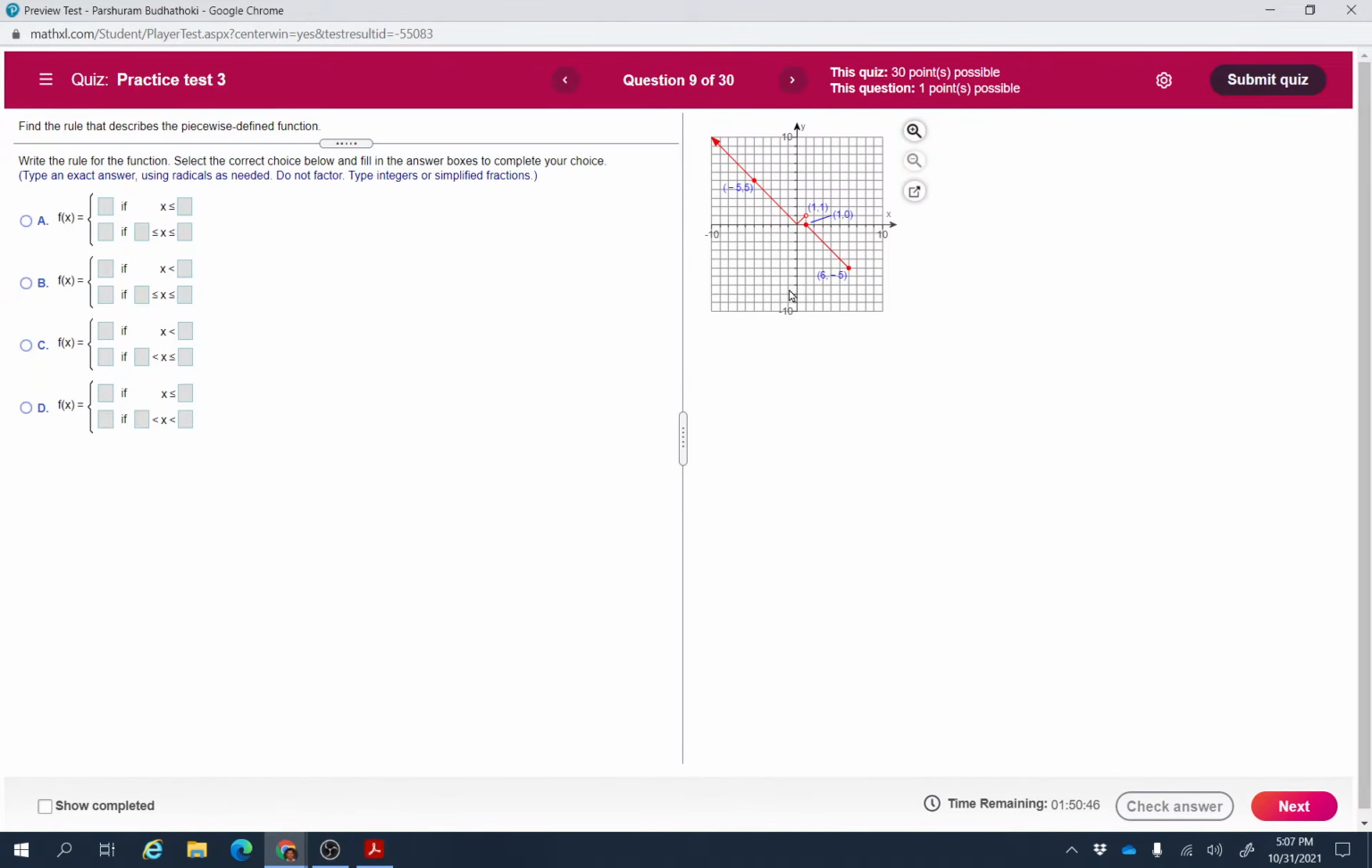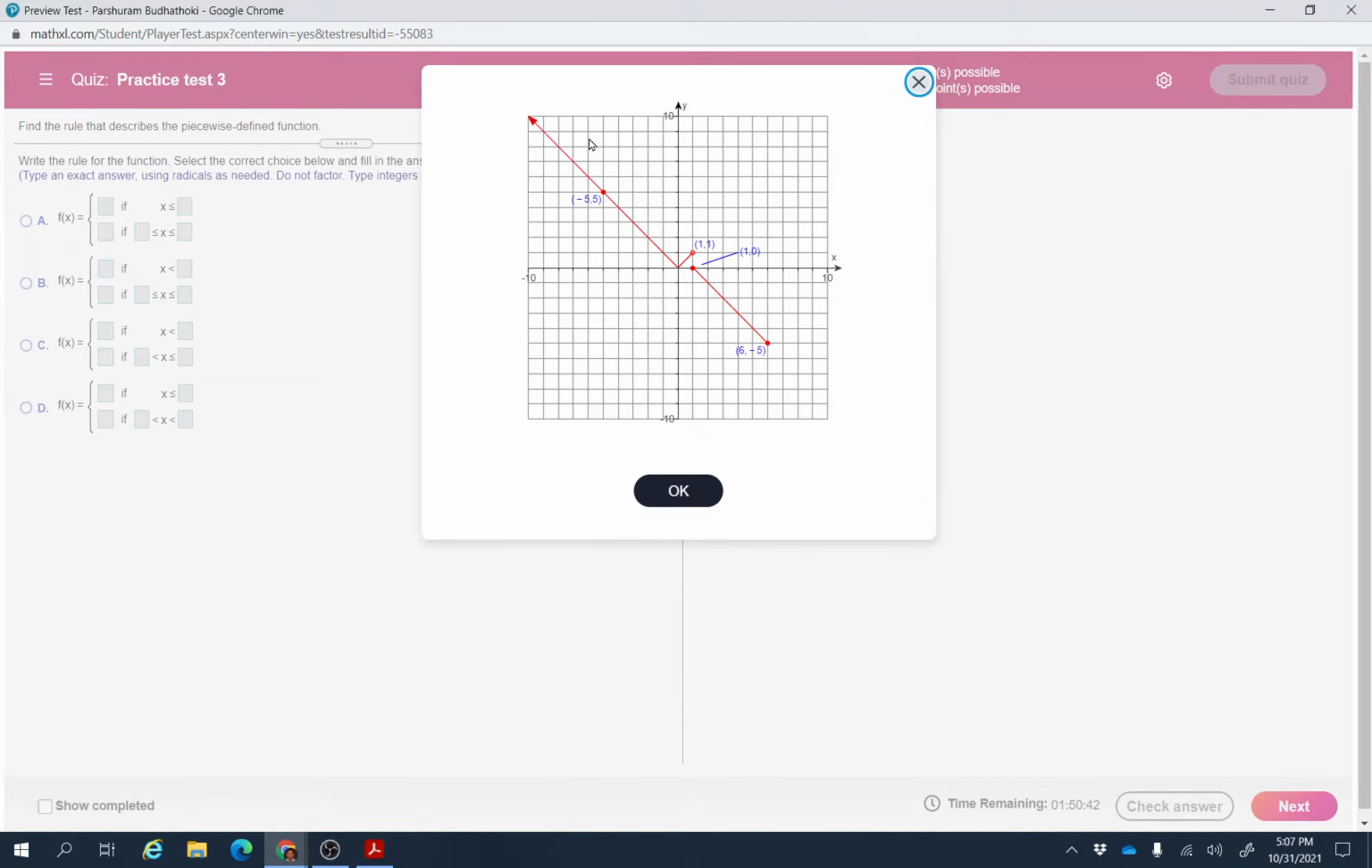So here we have to write down the piecewise function. As you can see, this function is made of three different lines. This line to the left of 0, this line between 0 and 1, and this line from 1 to -5. So there are three lines we need to write down. So there should be three different boxes, as you can see.